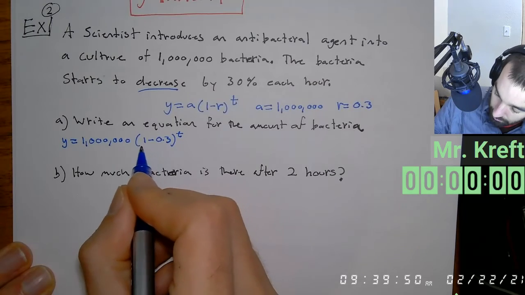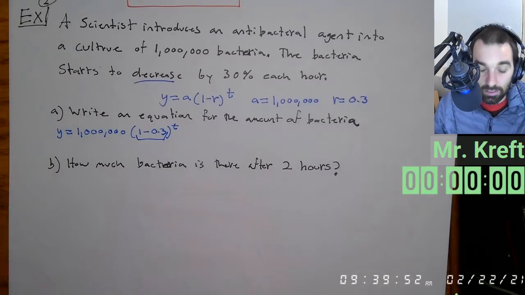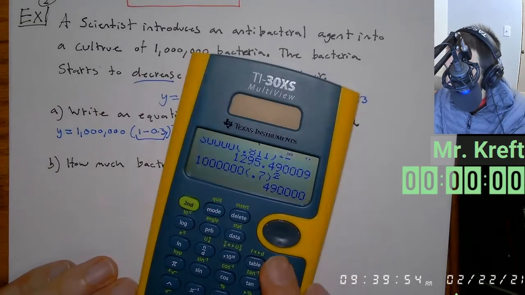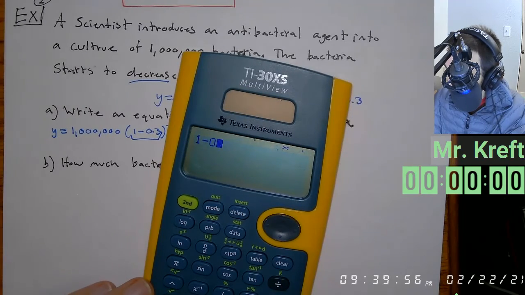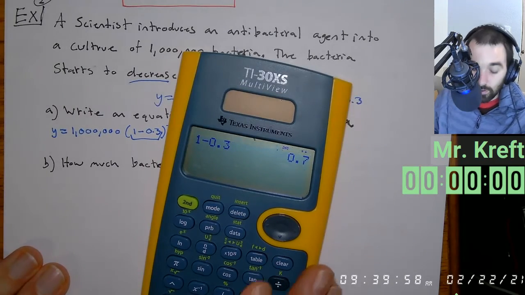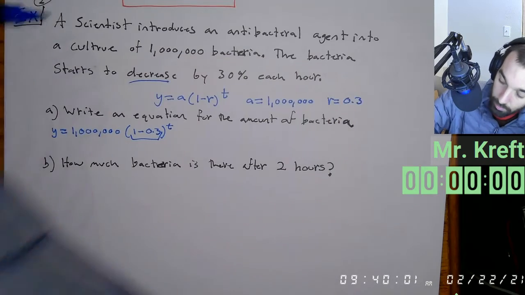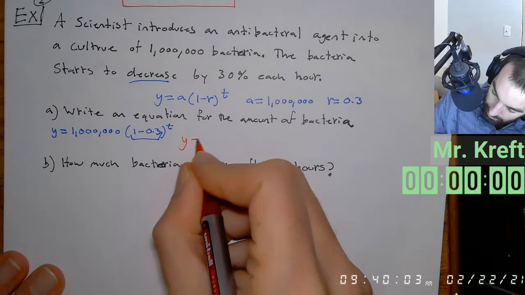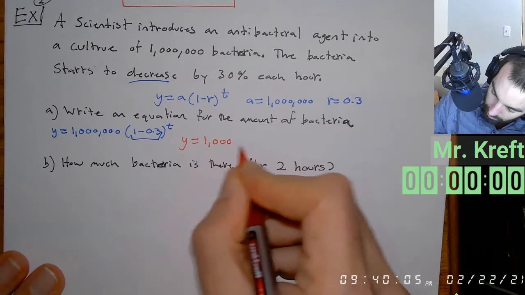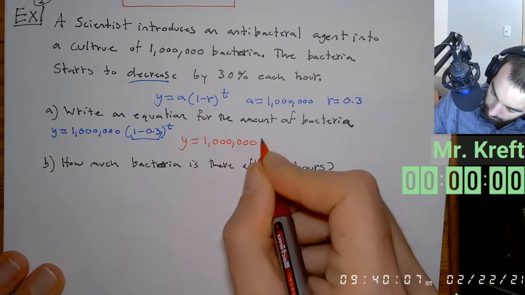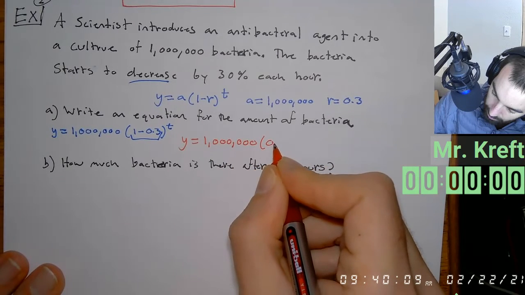But I'm not going to leave my answer like this. I'm going to type that into a calculator. So I'm going to get 1 minus 0.3, so I get 0.7. So my answer then is going to be y equals 1 million, right? So that's a 1 with 6 zeros, and then 0.7 to the t.